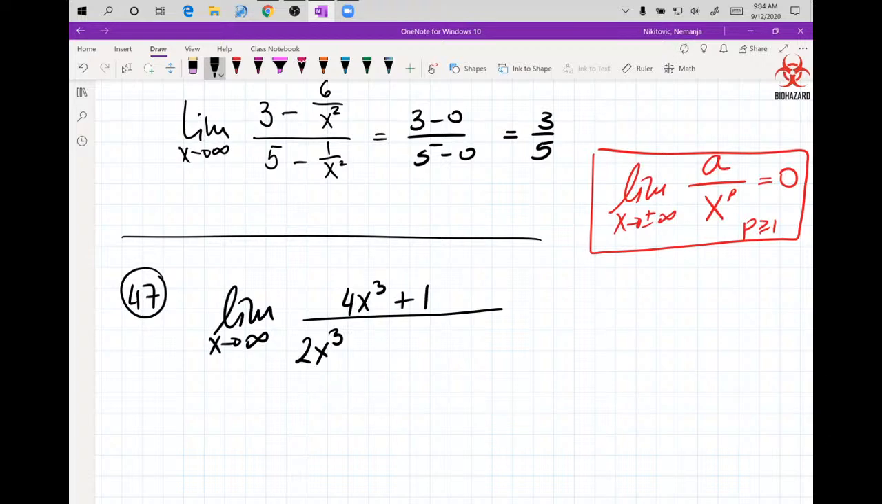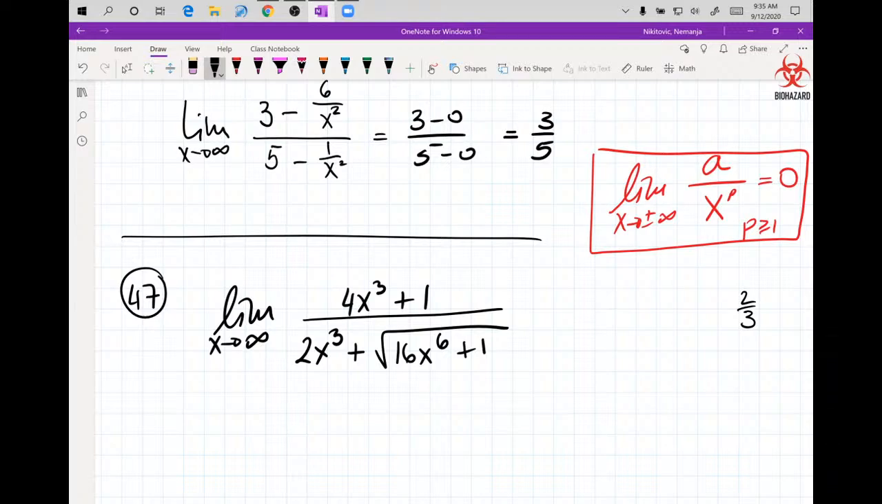4x cubed plus 1 over 2x cubed plus square root of 16x to the 6 plus 1. So the answer is clearly 2/3, right? By looking at it. How do I know? Well, square root of 16 is 4, 4 plus 2 is 6, 4 over 6 is 2/3 when you cancel. That's when you know what you're doing, right?